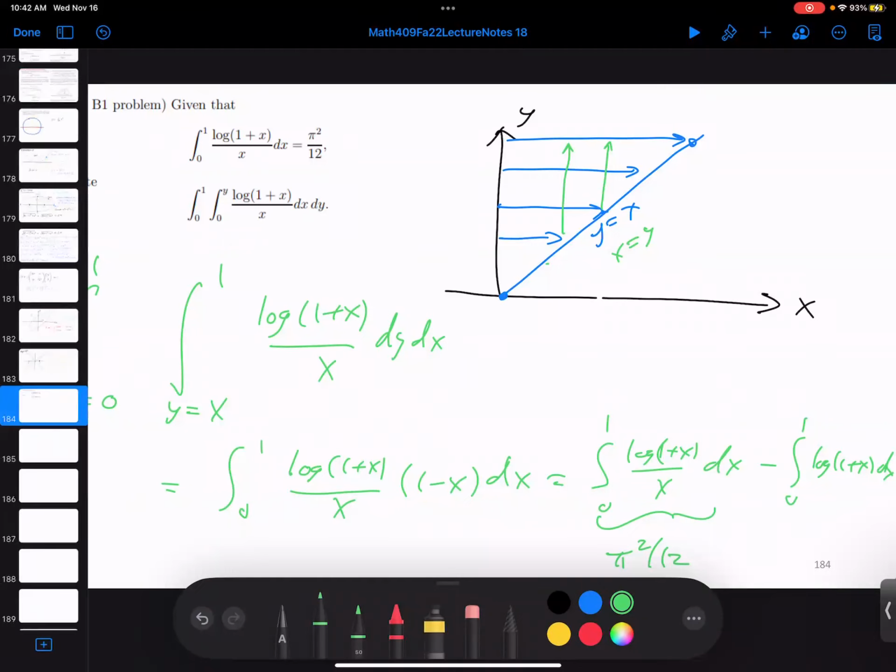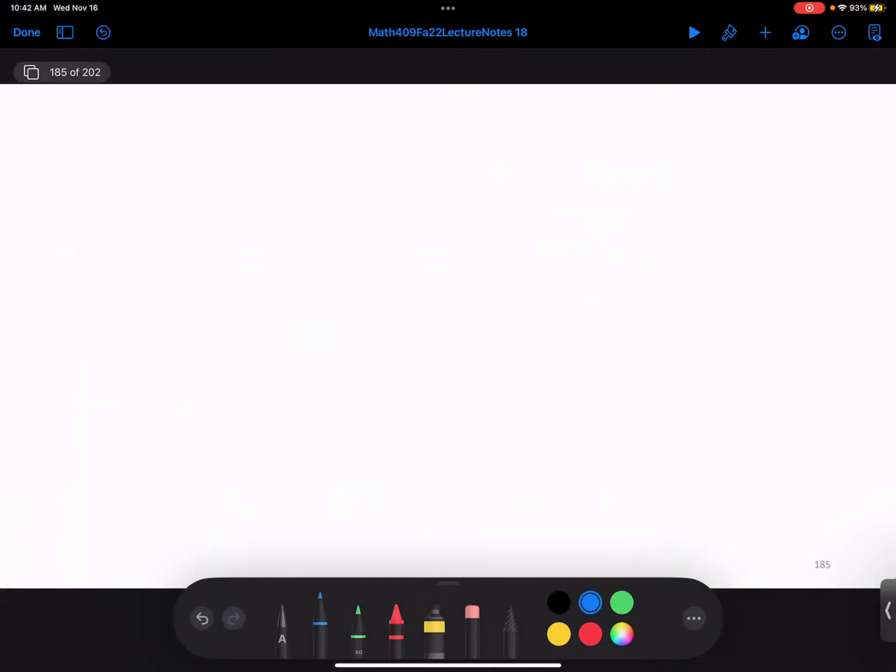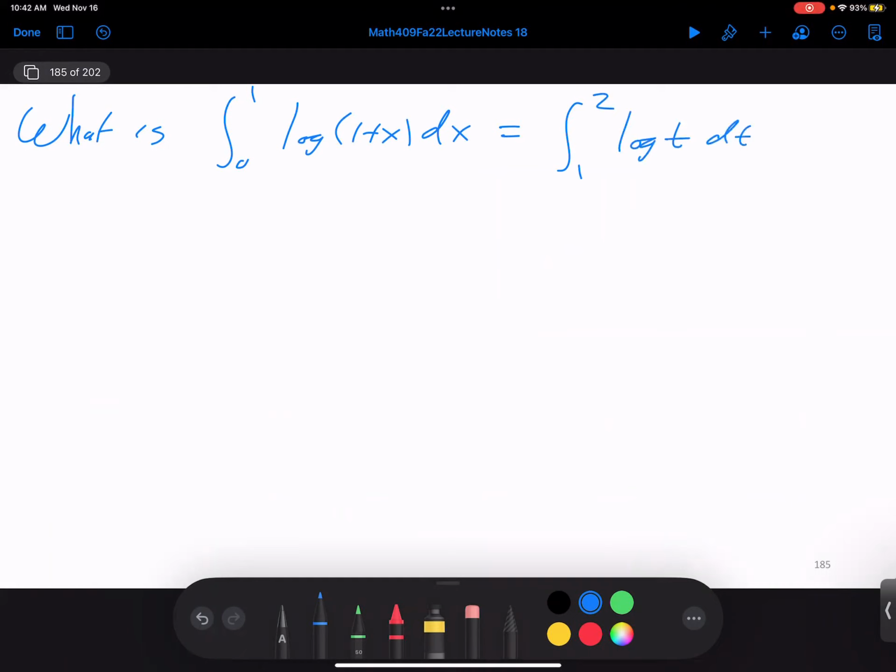So now we are left with, what is the integral from 0 to 1 of the log of 1 plus x dx? This is the same as the integral from 1 to 2 of the log of t dt. Yes? I just don't like to have the log of 1 plus x. Yeah, make it simple for me.